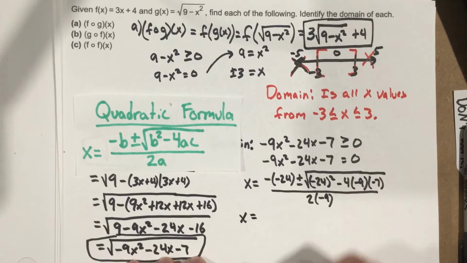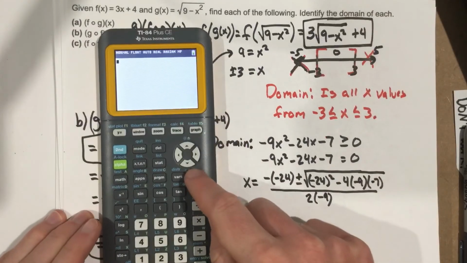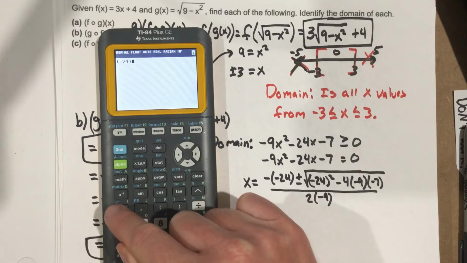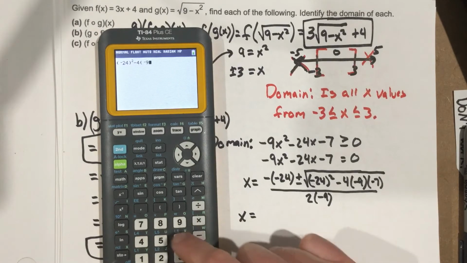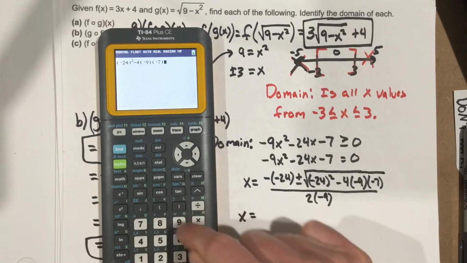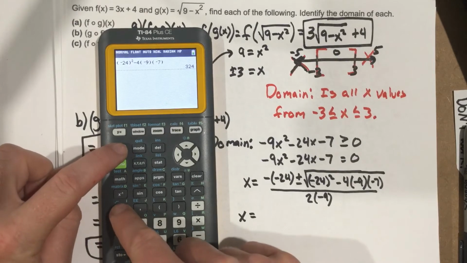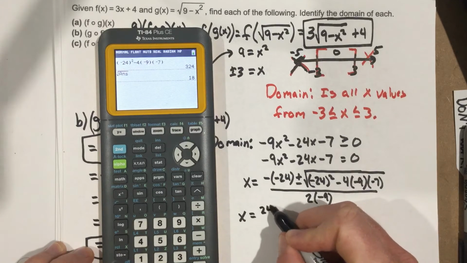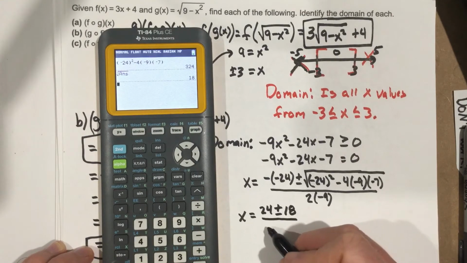So x is going to equal, we're going to try and plug as much of this in the calculator as we can. Negative 24, we're squaring it, minus 4, negative 9, negative 7. Gives you 324. Let's do the square root of that. That gives you 18. So I end up with 24 plus and minus 18 over negative 18.